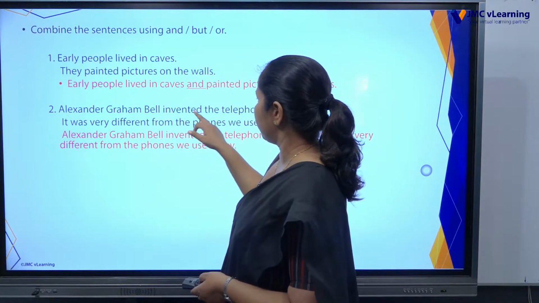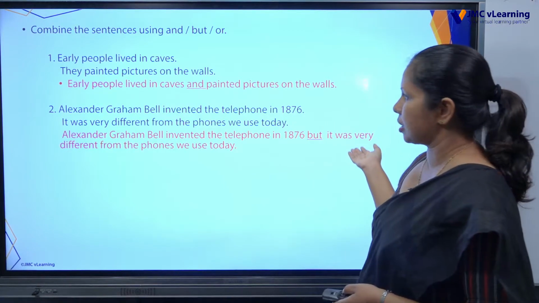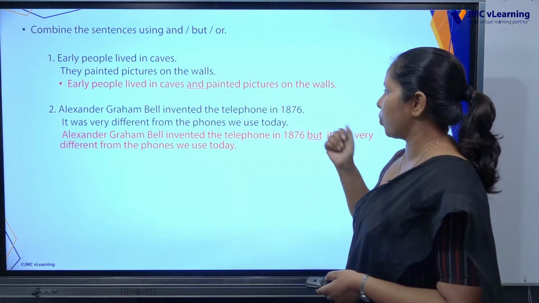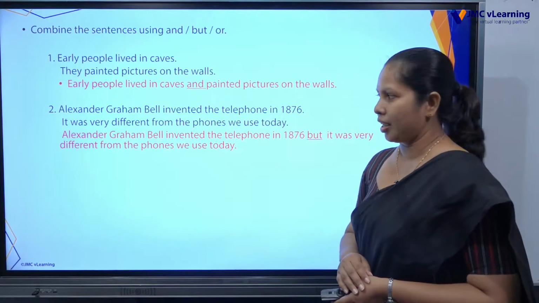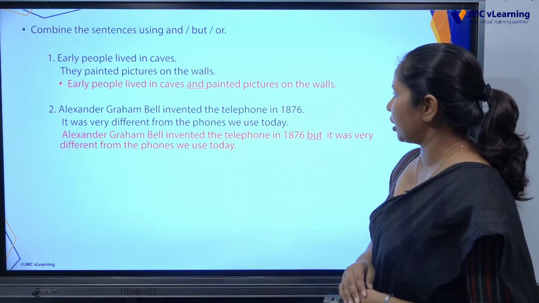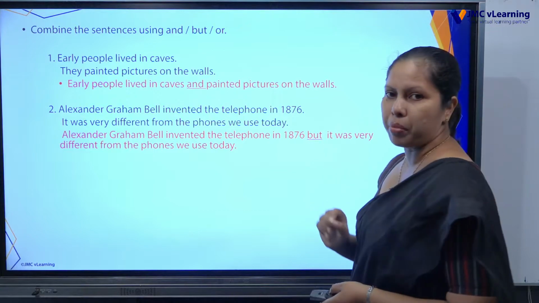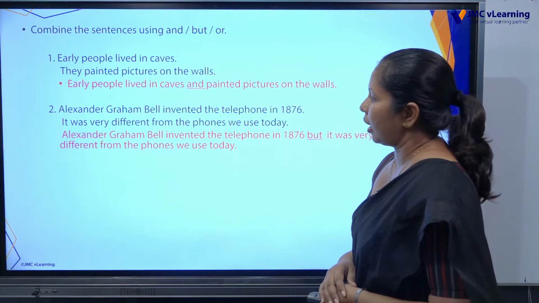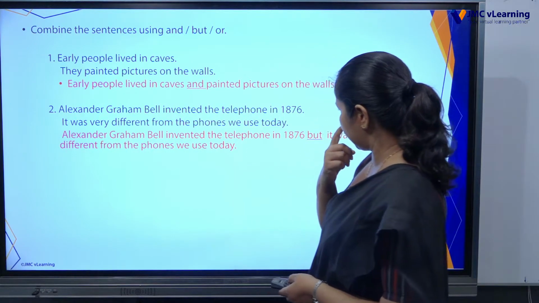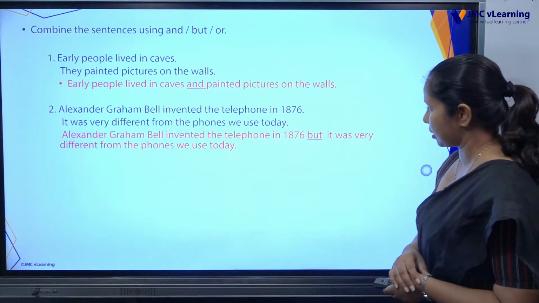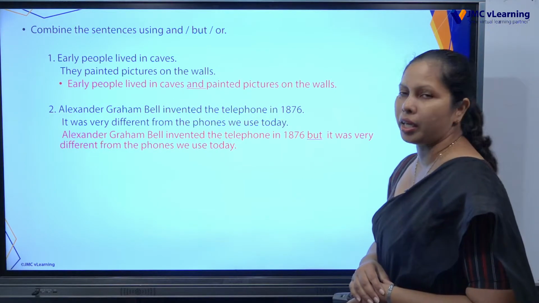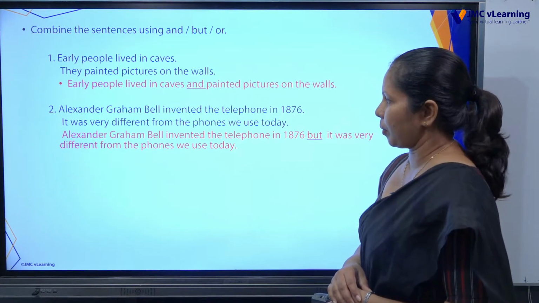Alexander Graham Bell invented the telephone in 1876. It was very different from the phones we use today. So, here we can use the conjunction but to join these two sentences. Alexander Graham Bell invented the telephone in 1876, but it was very different from the phones we use today.